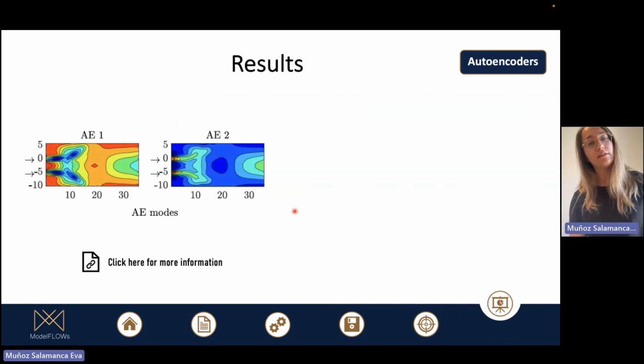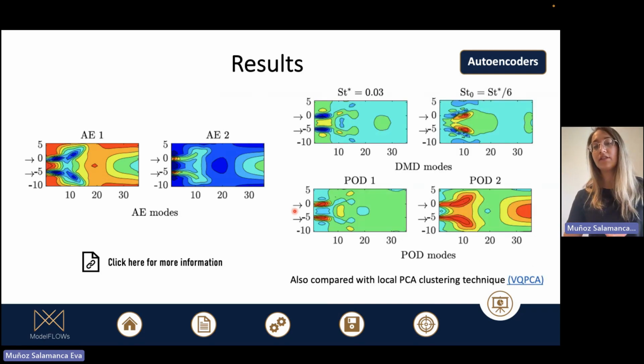And finally, we are going to see the results here. These are the two most contributing autoencoder modes in our dataset, and we can see that they are really similar to both the DMD and POD modes, which are very useful for pattern detection in the literature and are already implemented in a lot of cases.